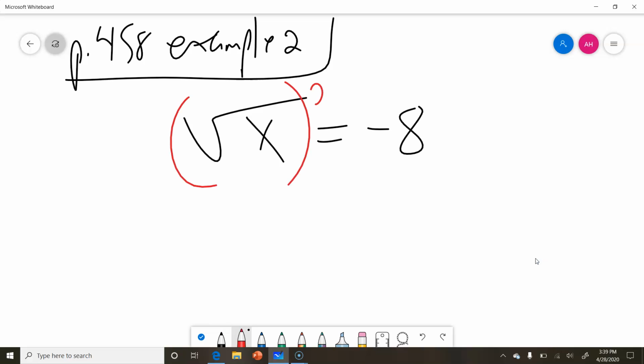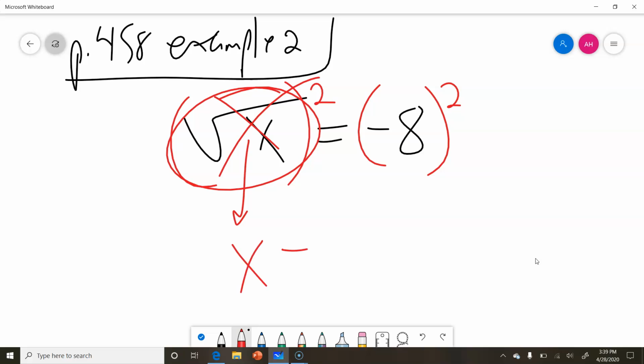Let's square it here to solve for x. Square this side, right? When you square that, it all goes away, and you just get x equals, and what's negative 8 squared? Negative 8 times negative 8 is 64. Yay! The only problem is, we have to check that and see if that would work.